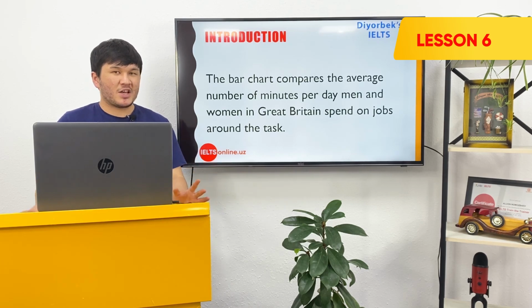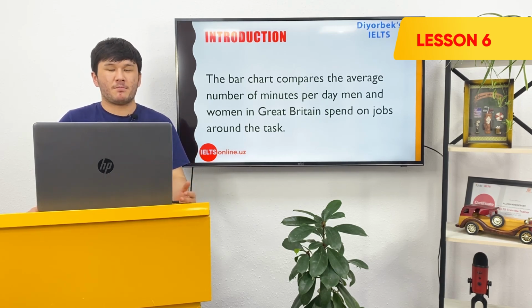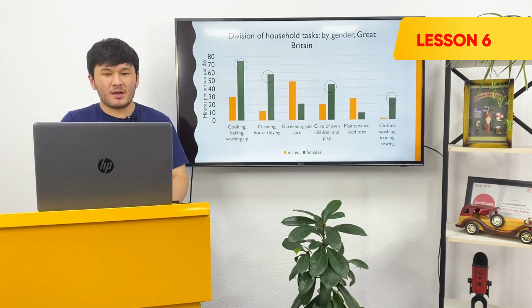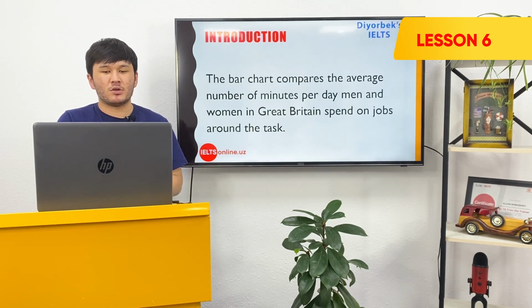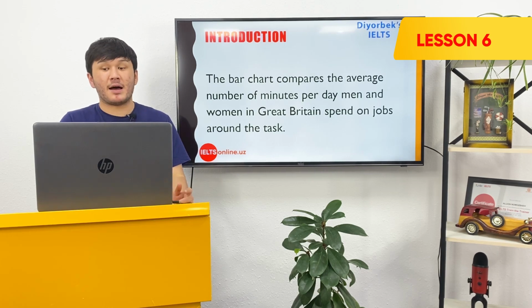The bar chart compares. Now with a compare chart, we better use the verb compare. The average number of minutes per day that, we are changing males and females to men and women, in Great Britain spend on jobs around the house. So we are changing household tasks to jobs around the house.